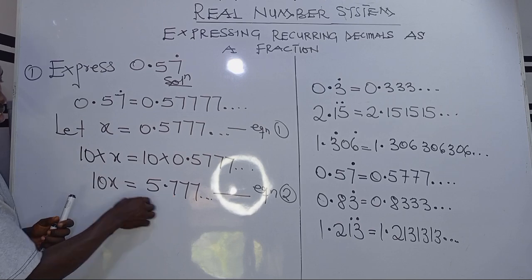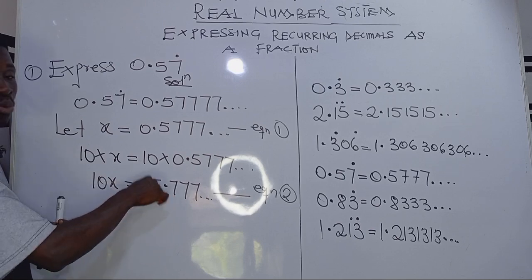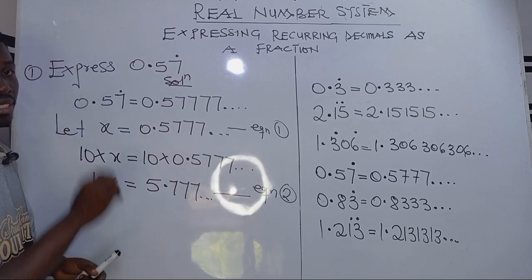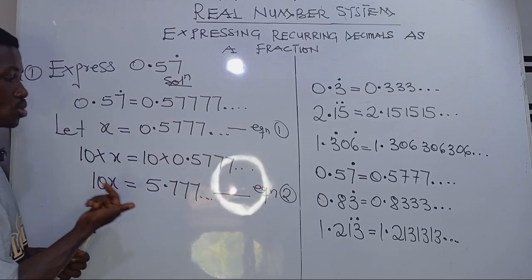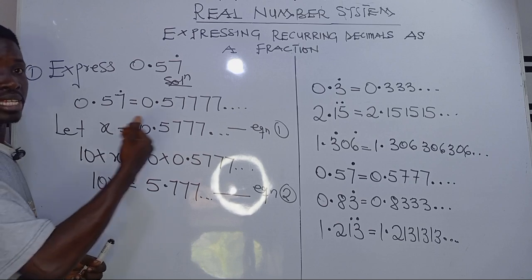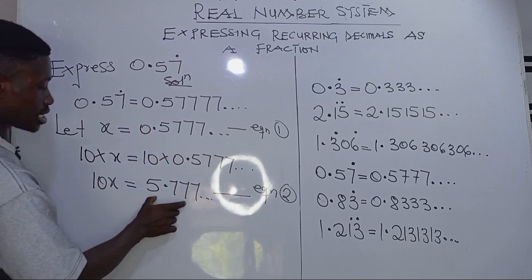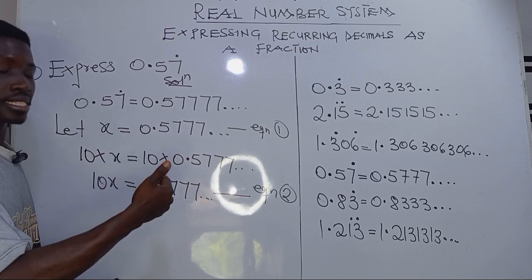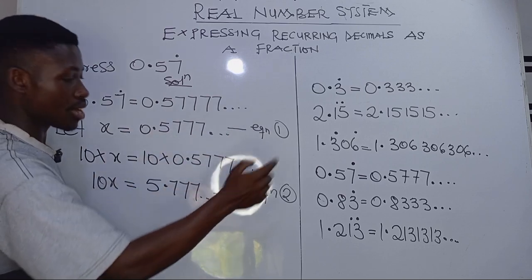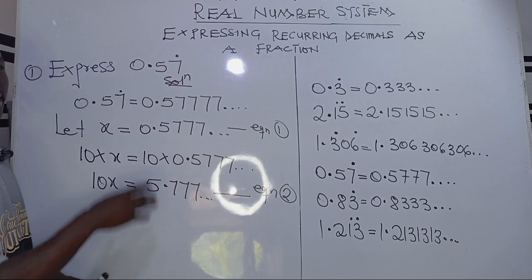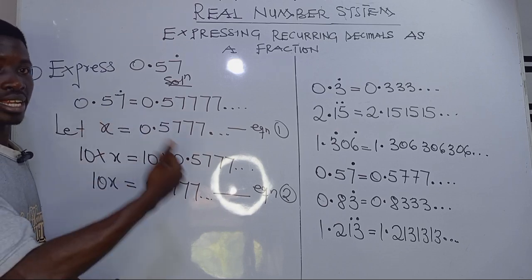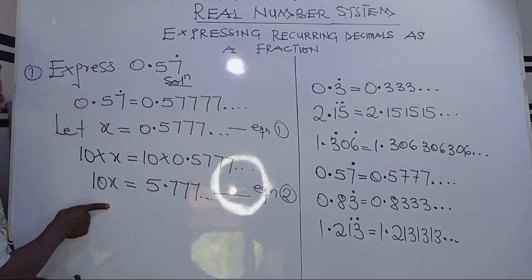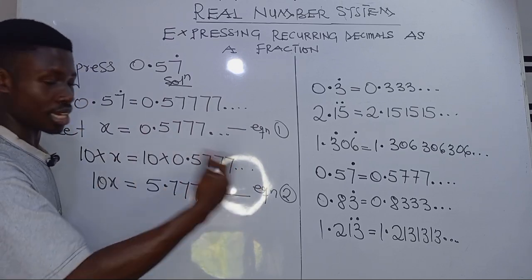Looking at this, you can see that it is only one digit that is repeating infinitely, and that digit is 7. So since it is one digit that is repeating, we multiply equation 2 by 10. If it is two digits that are repeating infinitely, we multiply equation 2 by 100. If it is three digits that are repeating infinitely, we multiply equation 2 by 1000, in that order.